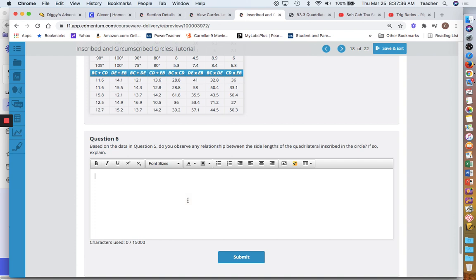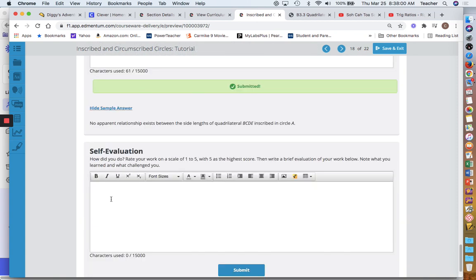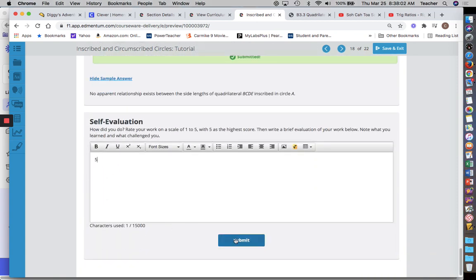So based on that question 5, do you observe a relationship between? No. There will never be a relationship among these side lengths. It's not one of the rules. I mean, I know what my rules are for inscribed stuff, and that's not one of them. So I feel very comfortable just skipping that.